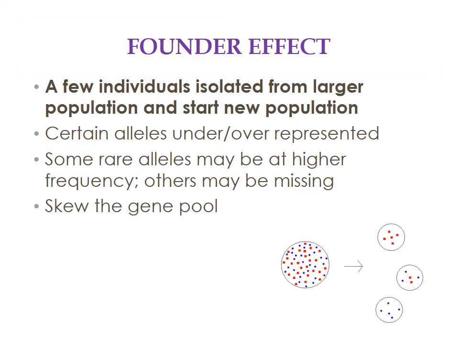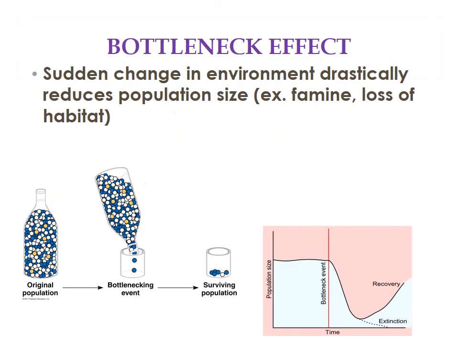And it skews the gene pool. The second type of genetic drift is known as the bottleneck effect. You can imagine it is just like you have a bottle with the original population. Some random event happens, some natural disaster, famine, loss of habitat, and you lose most of your population.